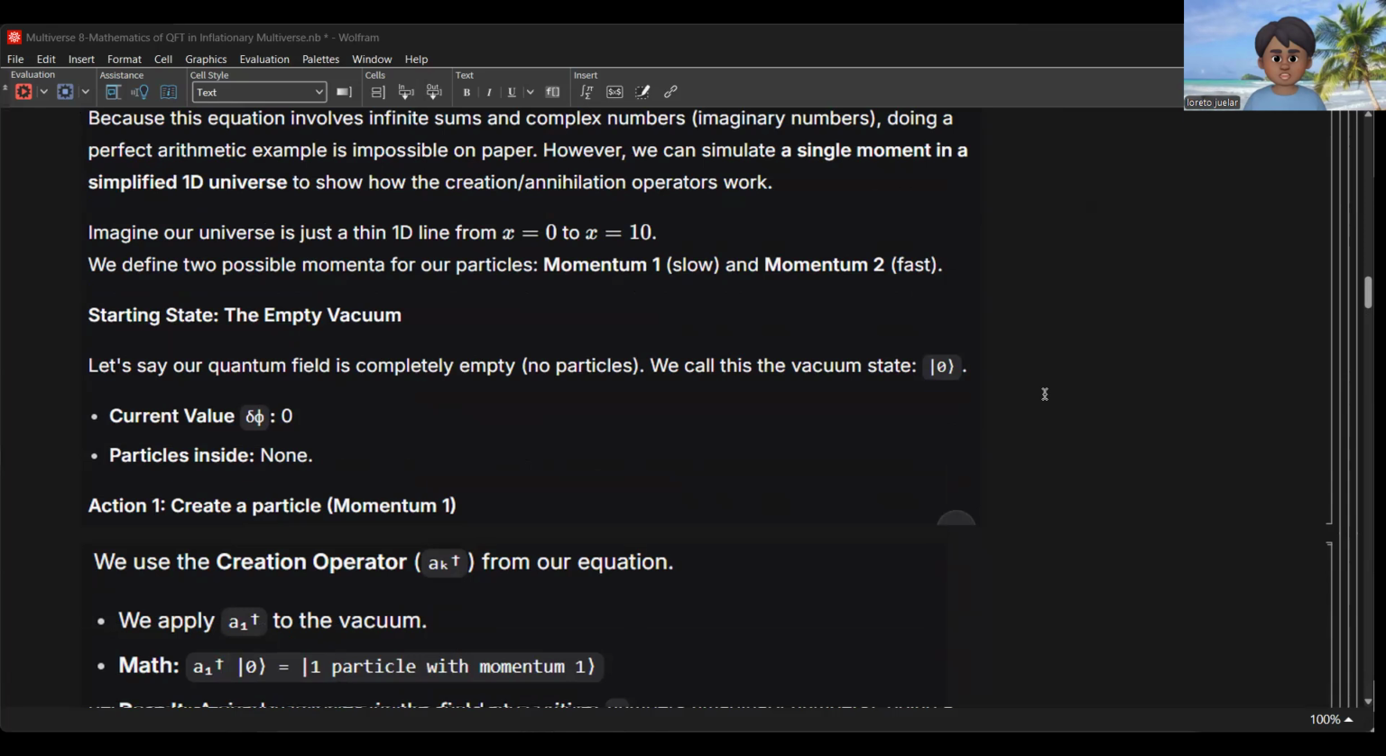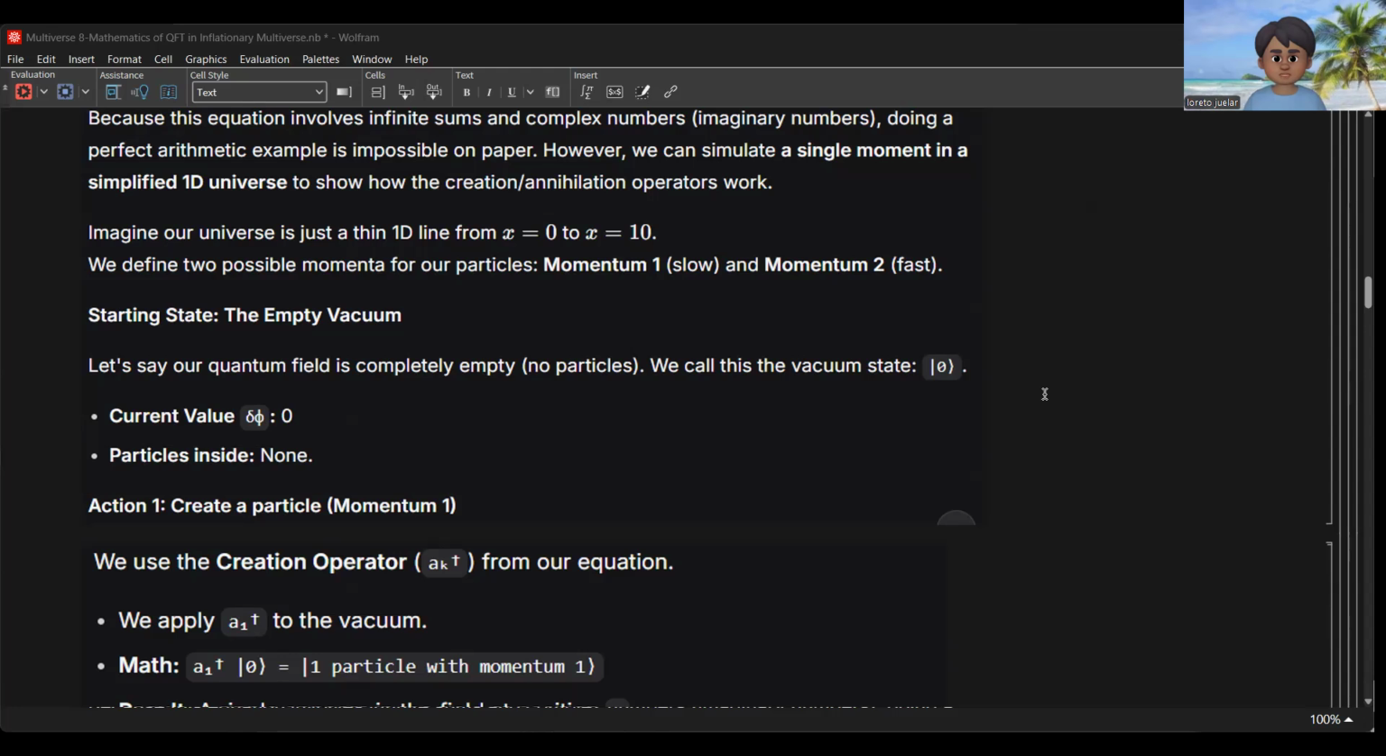Okay, a one-dimensional universe. Instead of our real three-dimensional universe, imagine the particles can only move along one straight line here, from 0 to 10. And every particle lives somewhere between x equal to 0 and x equal to 10. So this removes unnecessary complexity.